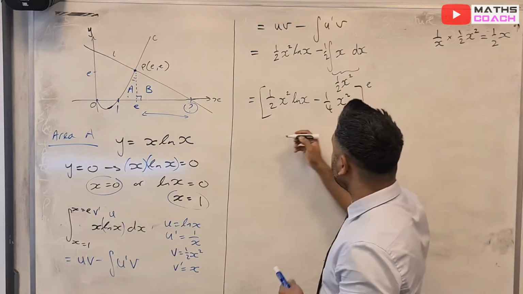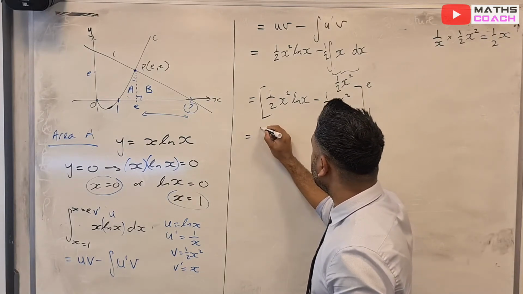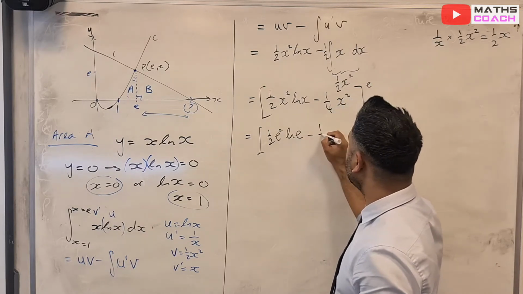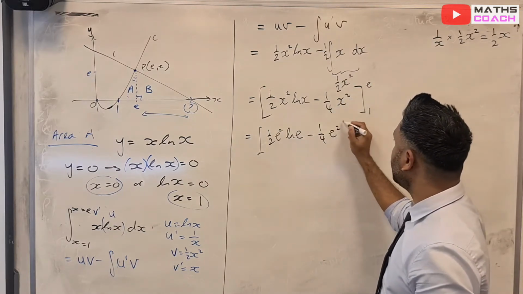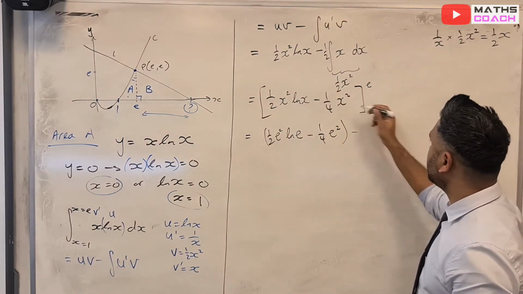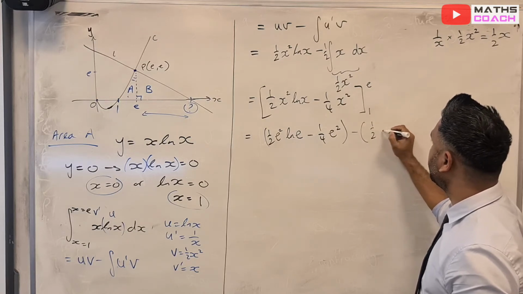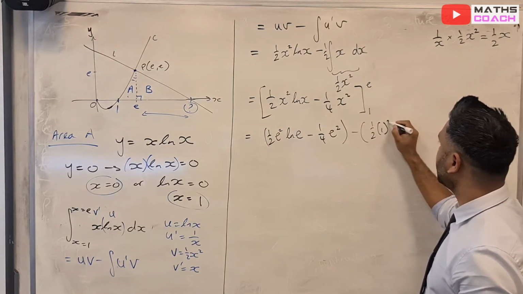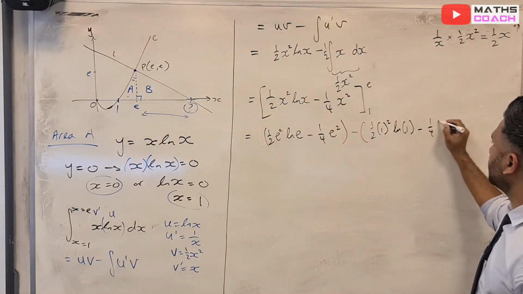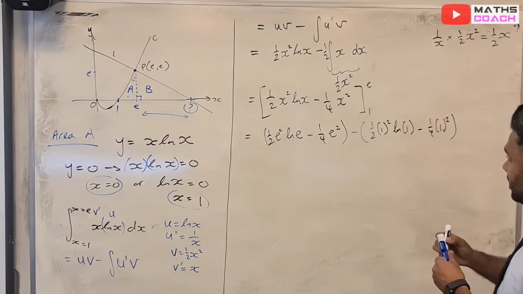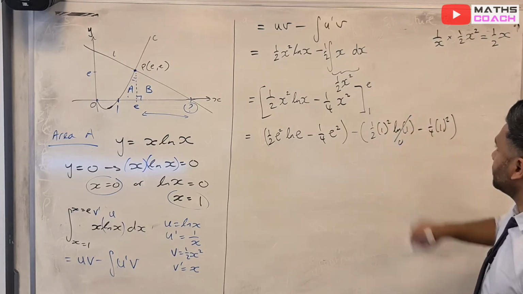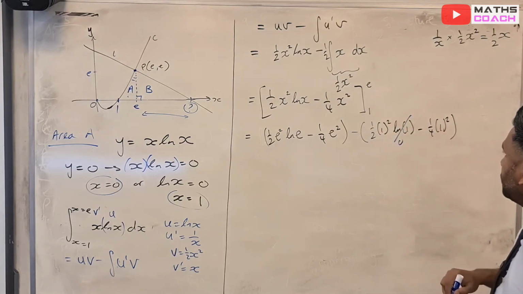Okay, so substitute in for the e. So that's a half e squared ln e minus a quarter times e squared. Minus, and then substituting for the 1, so that's a half times 1 squared is 1. Let me just put that in there for showing all the steps. And ln of 1 minus a quarter of 1 squared. Okay, and then just simplify this. This term here, ln 1 is 0, and obviously that's just going to give you minus a quarter.